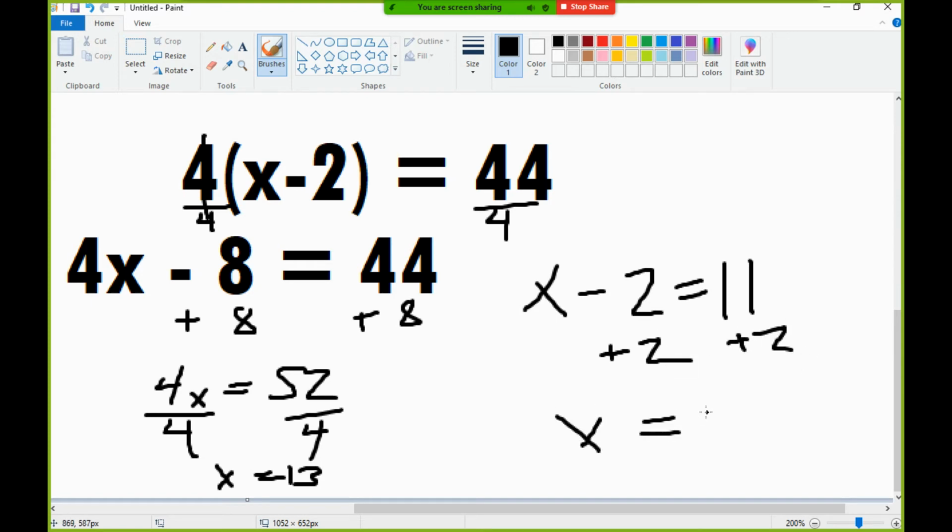Plus 2, x equals 13. So we end up in the same place. Okay, so occasionally that will help you. Notice we did step 2 first. We divided. And then we did step 1 second.